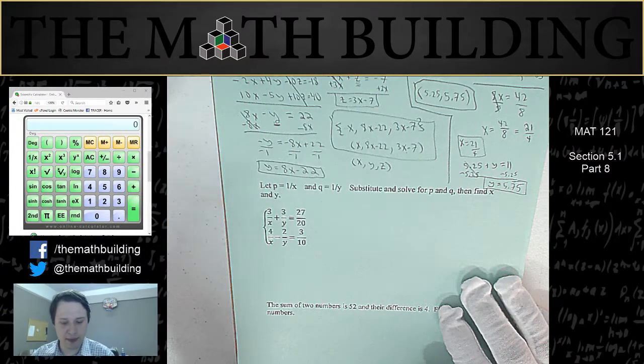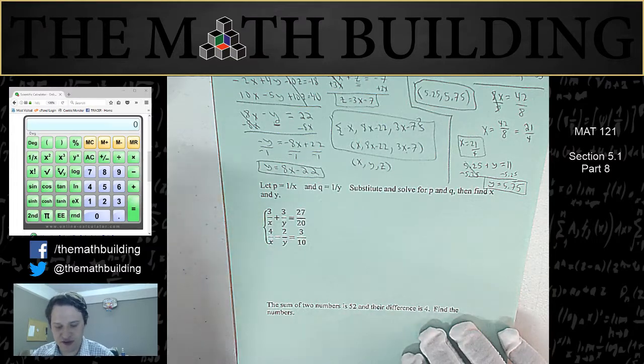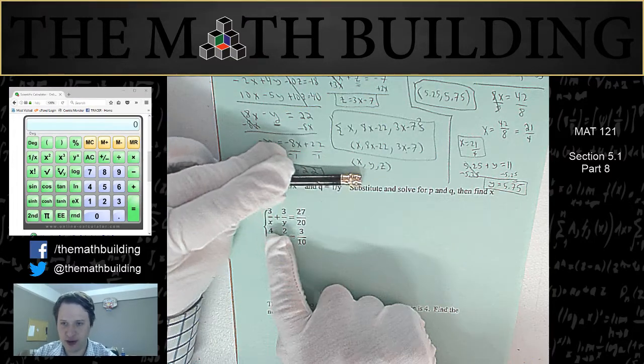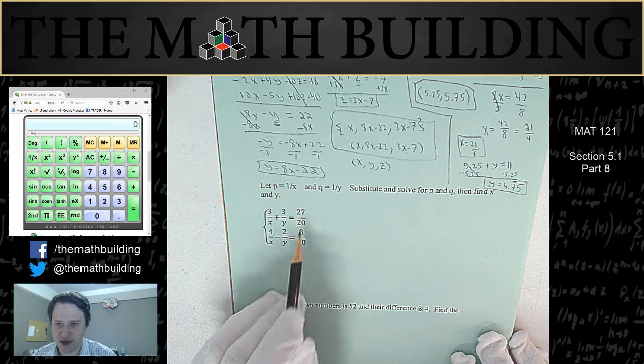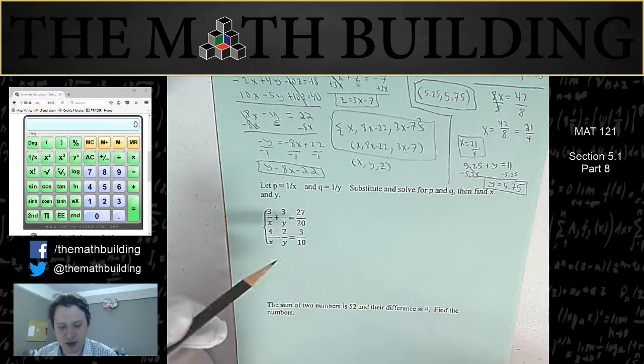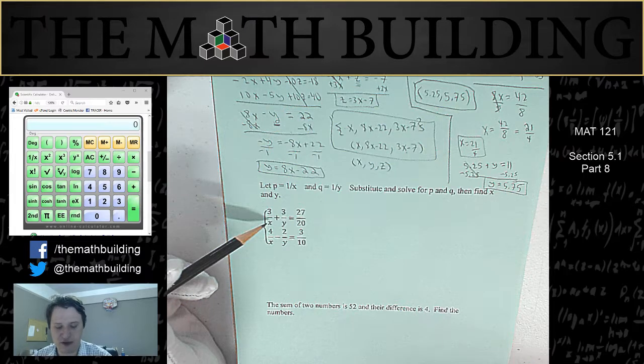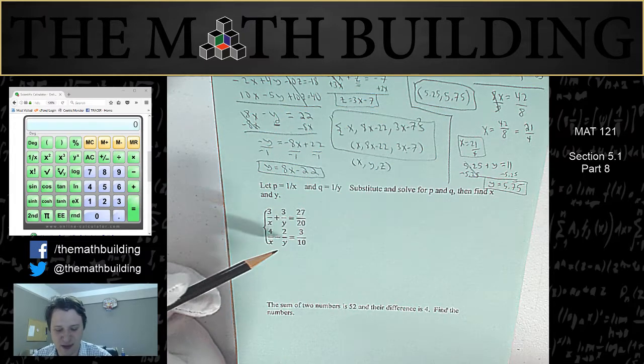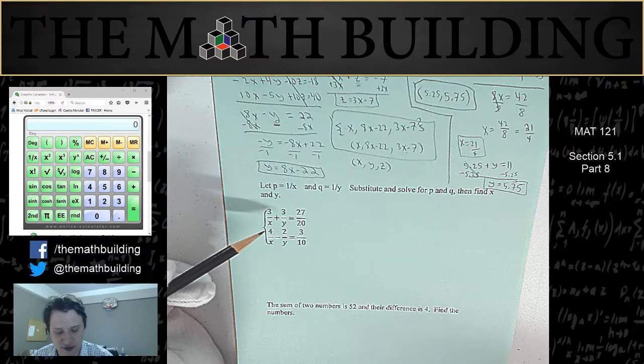We have two problems to go. Look at this system of equations right here: 3 over x plus 3 over y equals a fraction, and 4 over x minus 2 over y equals another fraction. You can tell just by looking at this that it is going to be hard to do because we have x and y in the denominator and a whole bunch of fractions.